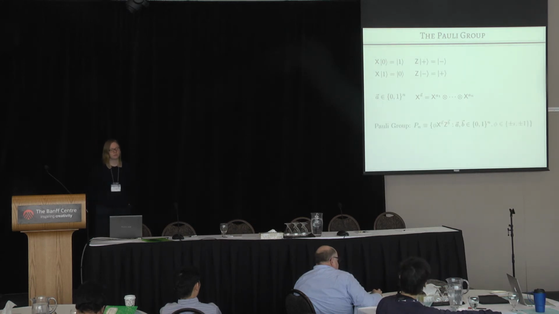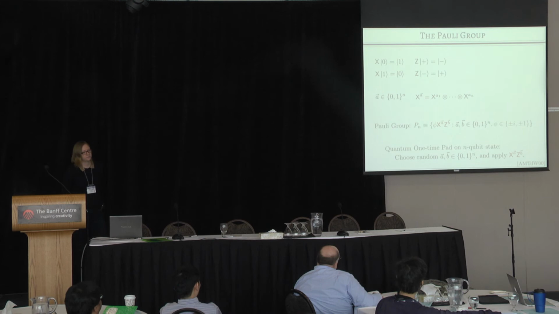And then the Pauli group, Pn, is just the group of X^A Z^B for all n-bit strings A and B, up to some phases that are not relevant for our purposes. And it turns out that applying a random Pauli is an information theoretically secure way of encrypting a quantum state, known as the quantum one-time pad.